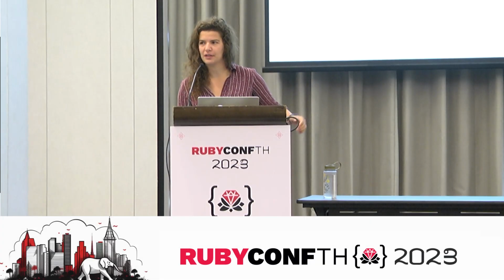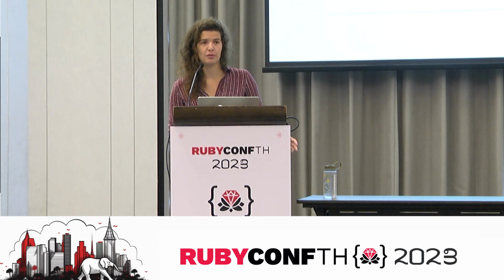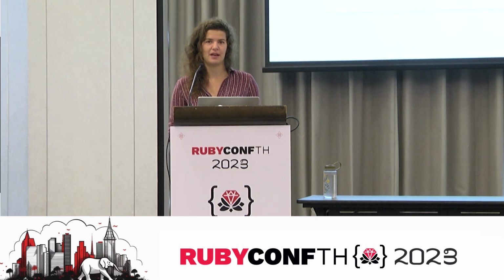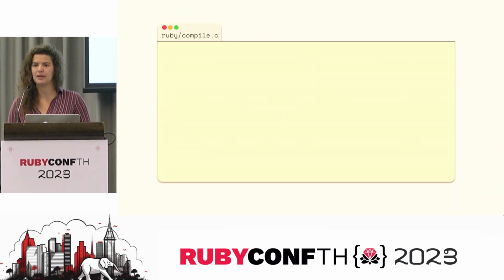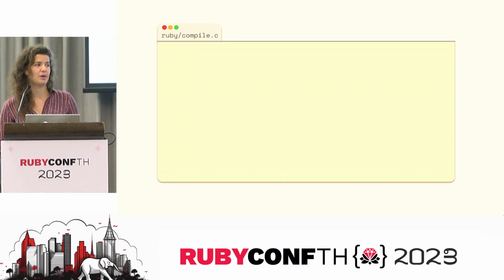So a couple of months ago, I was looking at a file in the Ruby codebase, RubyCompile.c, and as the name implies, this file contains much of the compiler that's built into Ruby. And Faraz talked a little about the compiler yesterday. We'll go into it a bit more, and what specifics are within this file, and why I was looking at it.